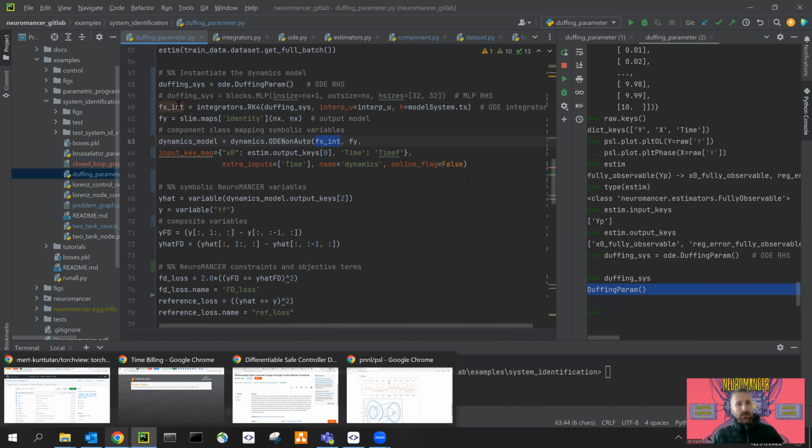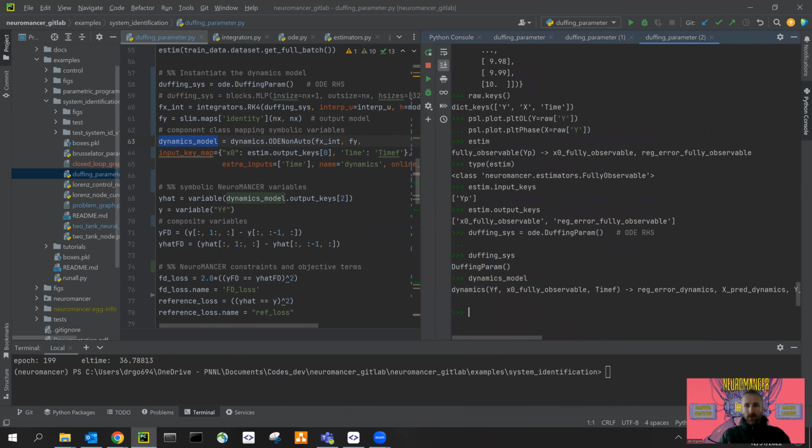So we provide this latent dynamics and the observable output model, which in this case will be a simple identity, and we provide what we call input key maps that are mapping some canonical variable names, essentially expected variable names, into whatever you really want. You can rename the canonical variable names so that it fits your computation graph. And you can provide some extra inputs if you want.